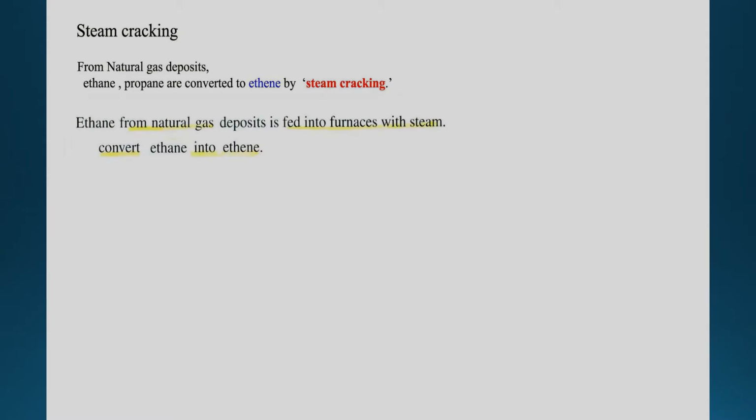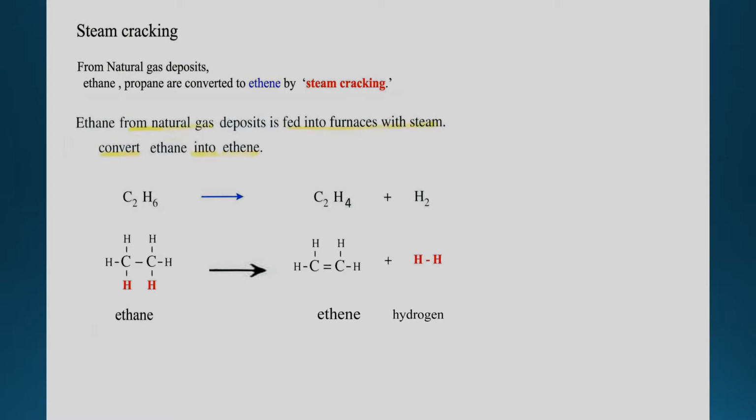Now let's talk steam cracking. This is from the natural gas deposit, of all the ethane C2, propane C3. Of the formula C2H6, they also convert into C2. Why? Look at the difference. This ethane, they crack it into ethene, which is a double bond, ethene and hydrogen gas.